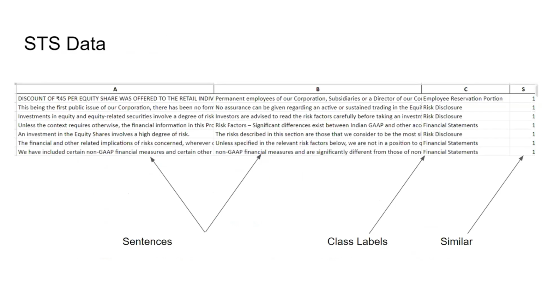This is how our semantic textual similarity data looks, and this is a real example of what we have done. You can see there are two sentences in columns A and B. The next one, C, is a class label, so against each of these sentences we give a class label. We also give a number for whether they are similar or not. For example, for the last sentence, 'we have included certain non-GAAP financial measures', if they are pretty much similar, we put 1; if they are not, we put 0. That is what the whole STS data set is about.